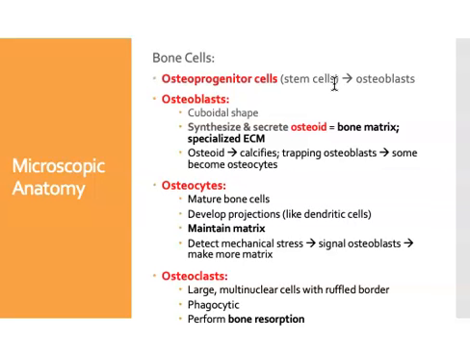And like all stem cells, when these osteoprogenitor cells divide, they make one new stem cell, and they make one cell that will go on to become a type of bone cell. And that type of bone cell is an osteoblast. Osteoblasts are identifiable because they have a real cuboidal shape to them. And the job of an osteoblast is to make new osteoid.